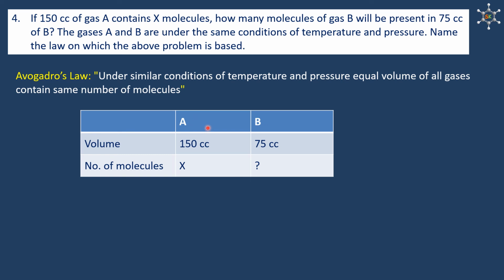If we put all the given data in one place, then gas A, gas B, volume taken are 150 cc and 75 cc respectively. It is given that 150 cc of A consists of X molecules and number of molecules of B in 75 cc we have to find out. For this, we have to make use of unitary method. 75 multiplied by X divided by 150. This will be X divided by 2, meaning 75 cc of B contains X by 2 number of molecules.